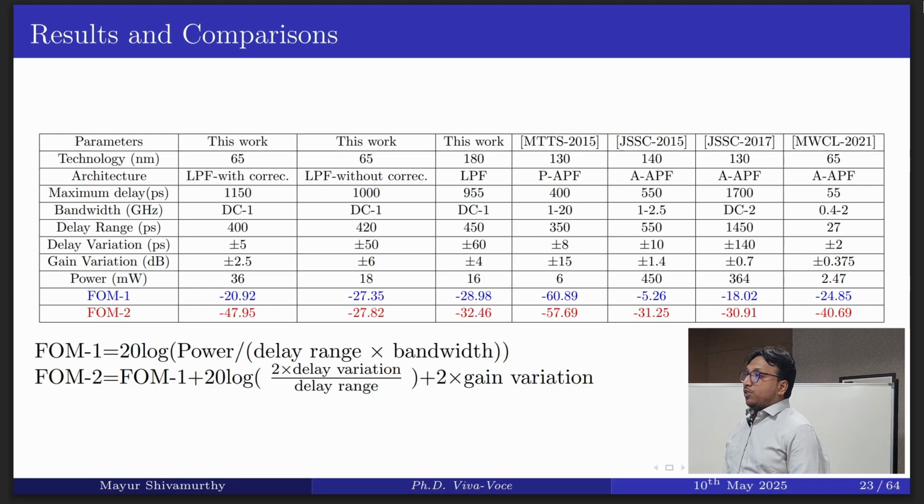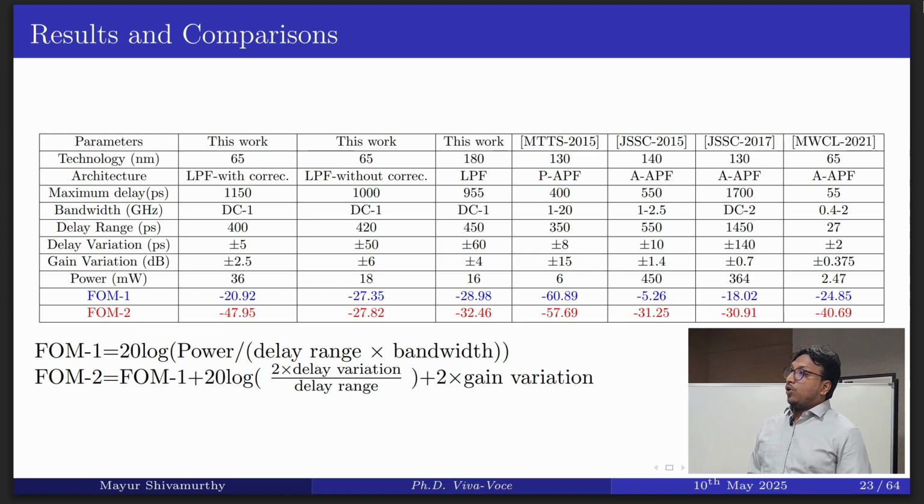But it is seen that this figure of merit should also account for the delay variation as well as the gain variation. And why it is important, we will also see in the future slides. Accounting for figure of merit 2, which accounts for the delay variation as well as the gain variation, out of all the active based TTD architectures, the proposed TTD shows a minimum figure of merit.